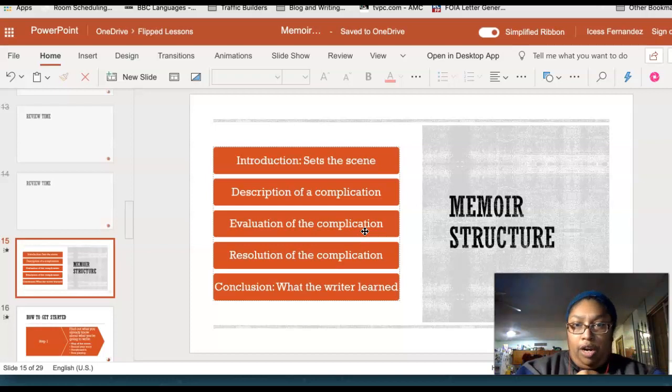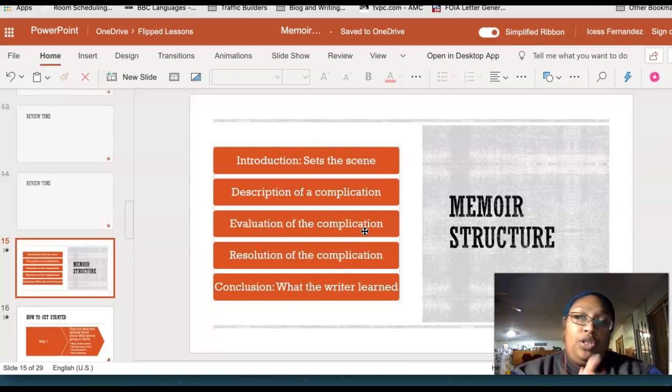It grabs the reader. Then you want to talk about your complication. There is no story unless there's a complication. Describe the complication. Why is it a complication? Then you want to evaluate it. Well, if I do this or this, then this will happen.